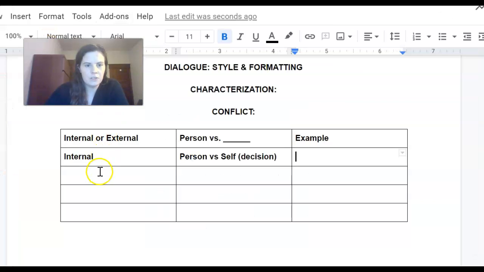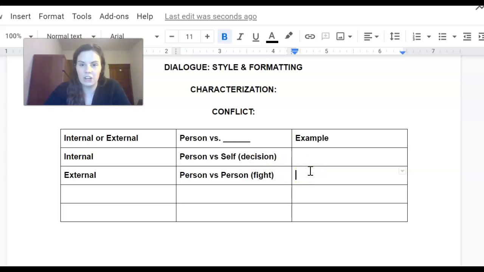So let's take that note too. Person versus person is going to be external, which might help to explain or clarify any differences in internal. Internal, it's in your own head. External, it is not. Person versus person. And then we're going to write that keyword fight. Now, can you come up with an example on your own of a person versus person conflict?